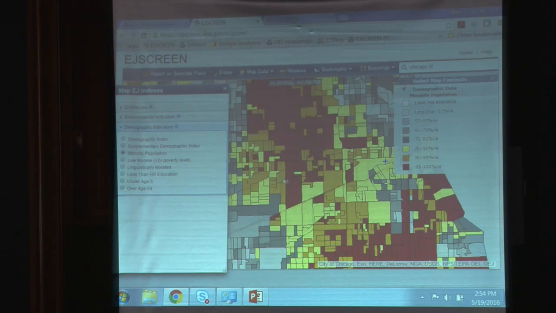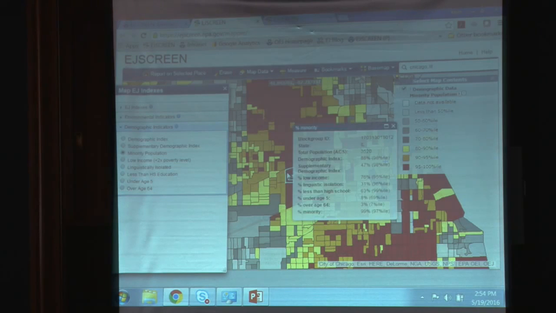And so, for example, if I click on this block group, I can see that there are about 3,520 residents that live on all of the blocks that are part of this block group. It's 99% minority, which is at the 97th percentile, meaning there's only about 3% of block groups in the rest of the country that have a higher percentage of minority residents.